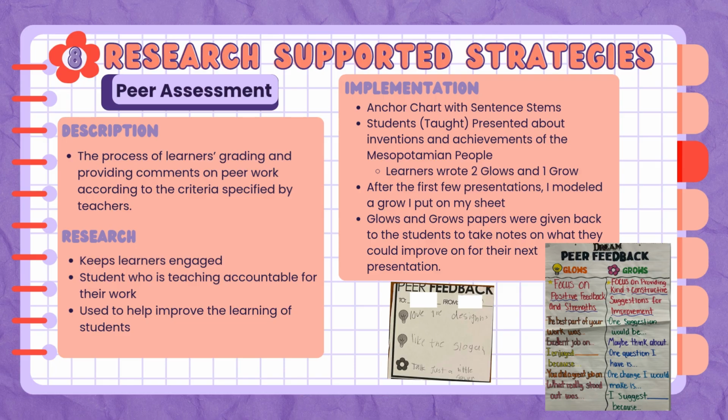Glows focus on positive feedback and strengths, and a sentence starter for that was, the best part of your work was. And then grows focus on providing kind and constructive suggestions for improvement. A sentence starter for that would be, one suggestion would be. Students taught or presented about inventions and achievements of the Mesopotamian people, and the learners wrote two glows and one grow for that.